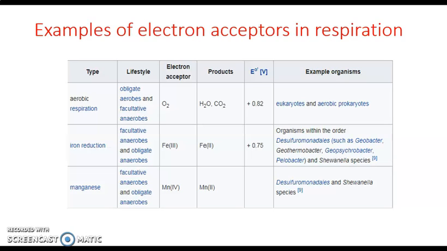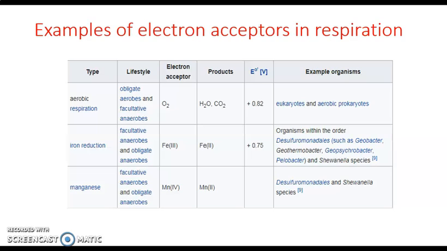Next electron acceptor is iron reduction, that is in anaerobic respiration. This is mainly carried out by facultative anaerobes and obligate anaerobes, that means strict anaerobes. The electron acceptor is iron, Fe3+, and the product is Fe2+. The organisms in the order Desulfuromonadales, Geothermobacter and Shewanella species are anaerobes which utilize iron.